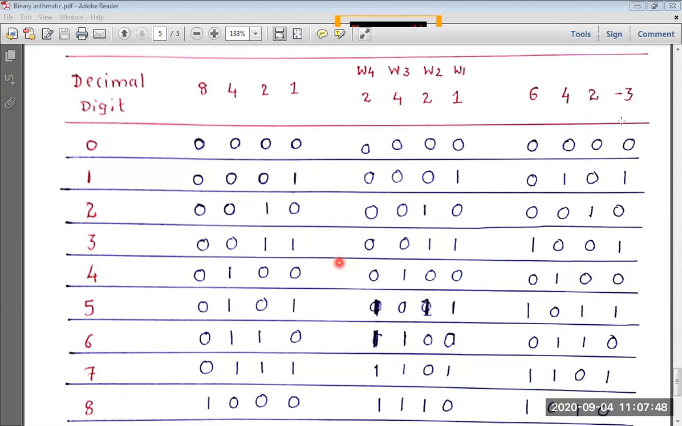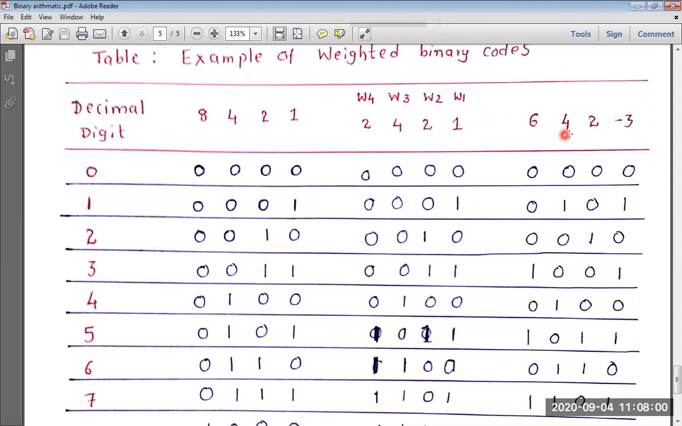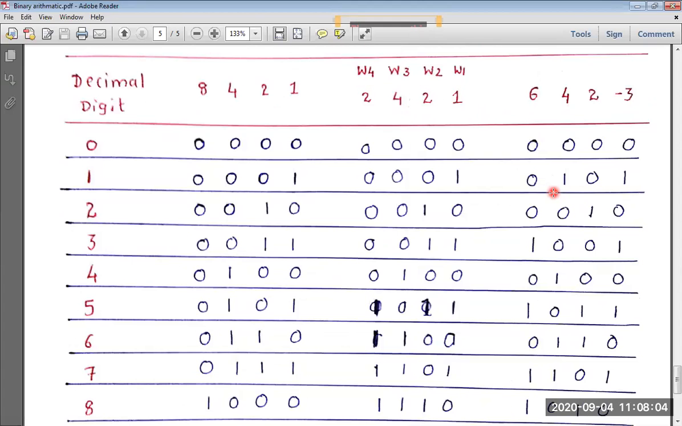Next, 642 minus 3. Now let's see. These are called self complementing codes. The 2421 code and the 642 minus 3 code, these two codes are self complementing. Self complementing means this.